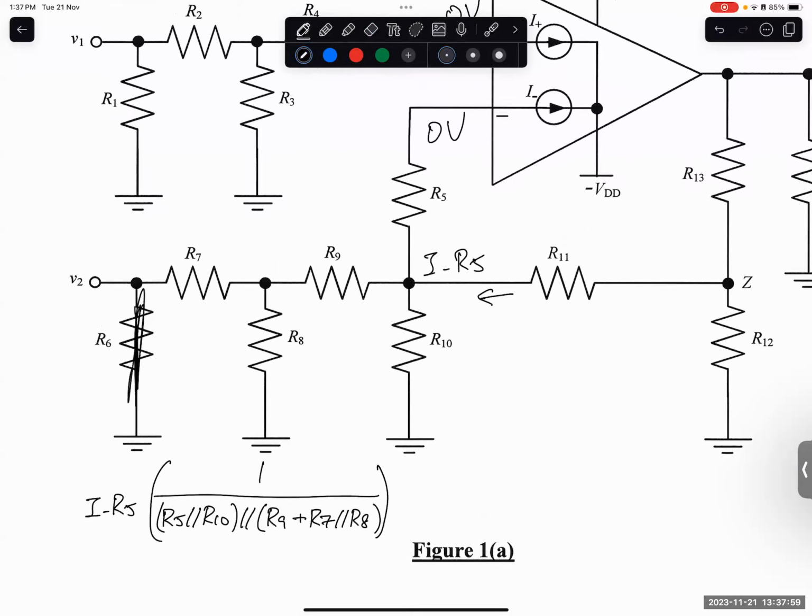Can get it, right? These two in parallel because they are connected to ground, right? And then these two are parallel with this whole thing. Current going towards this one, left side.